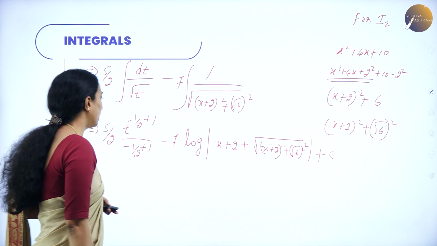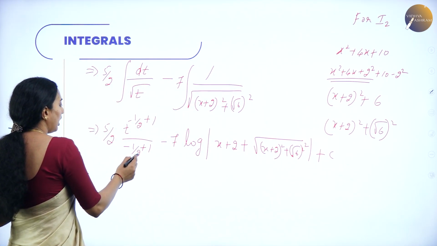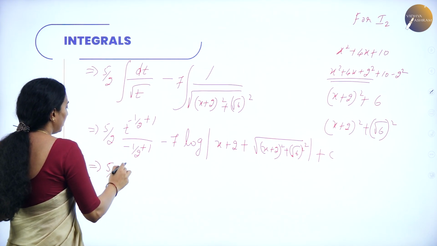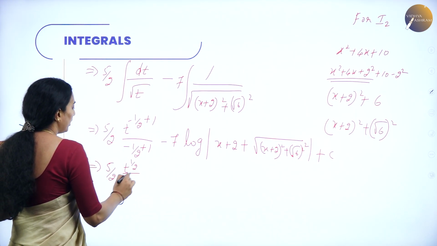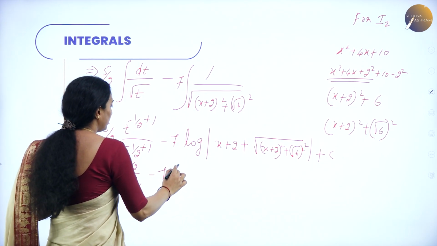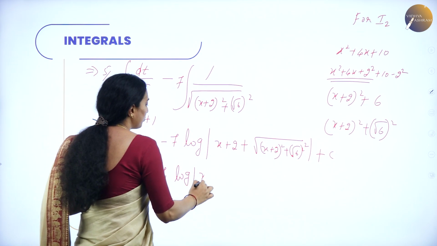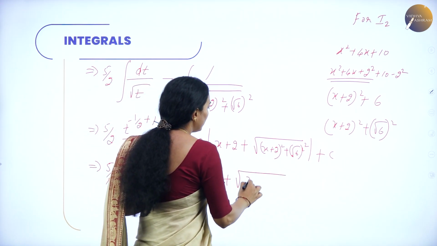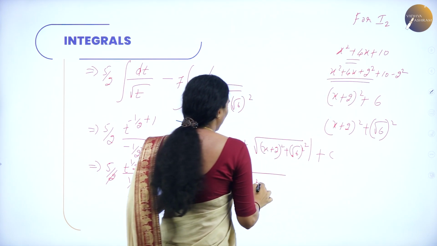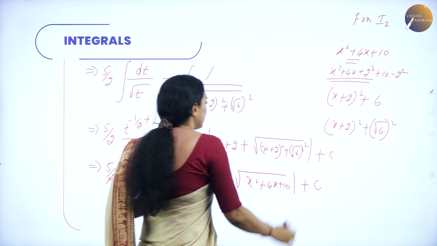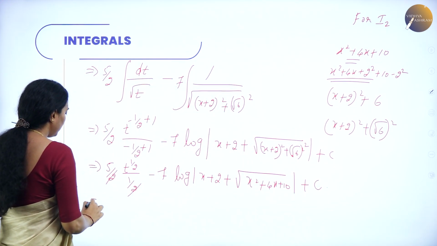So therefore you can have this here. Half is there, so 2 will go to the numerator, which is 5 by 2 into t to the power of 1 by 2 divided by 1 by 2. The 2 will get cancelled. Minus 7 into log of x plus 2 plus the root, you go back to the same step, which is x squared plus 4x plus 10, plus c. So therefore you can substitute back to t here.